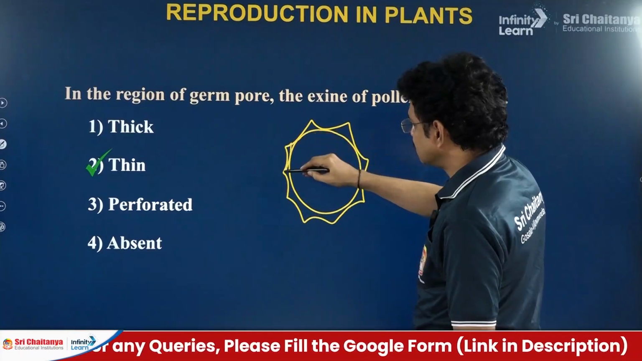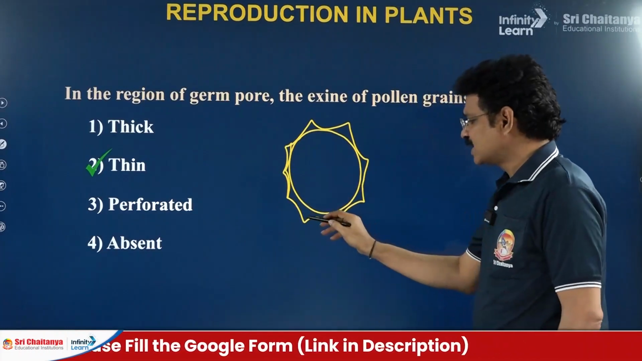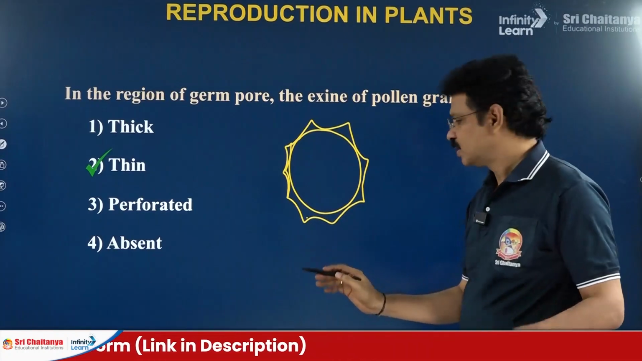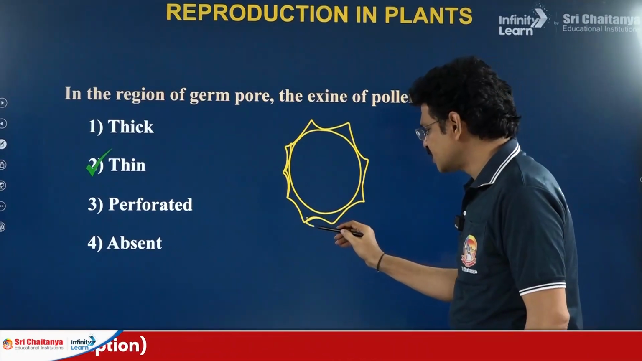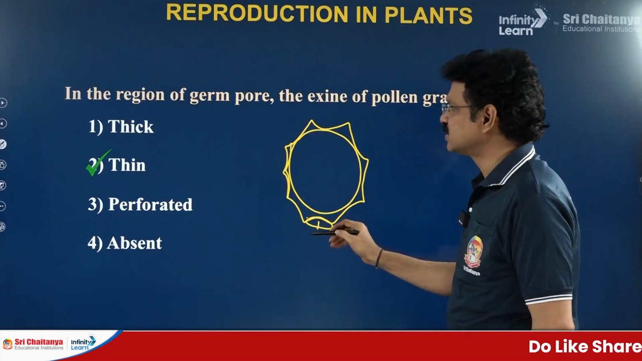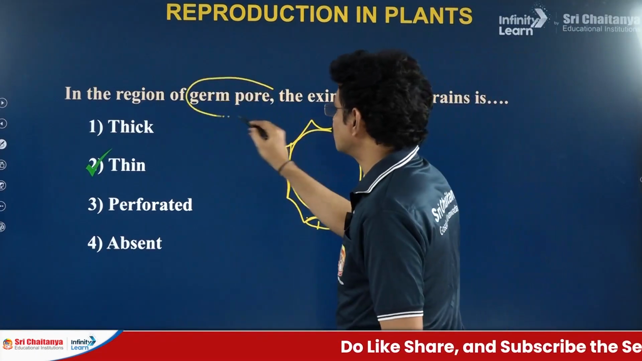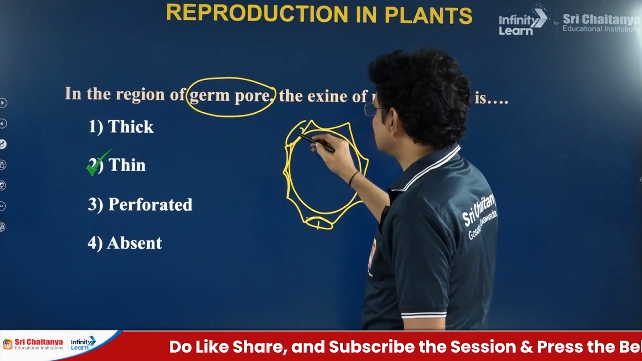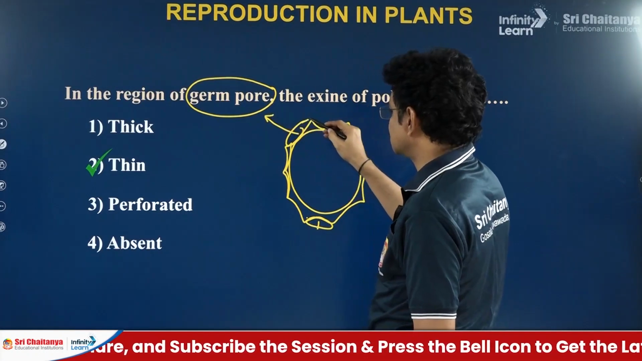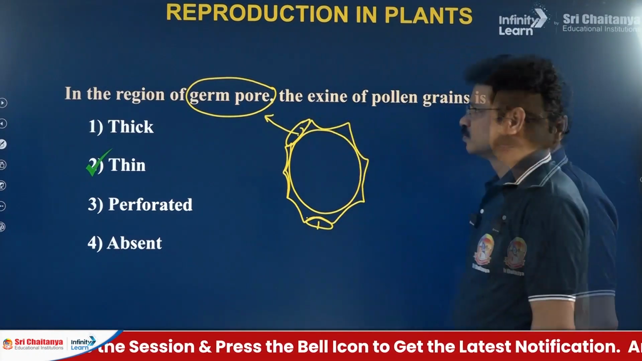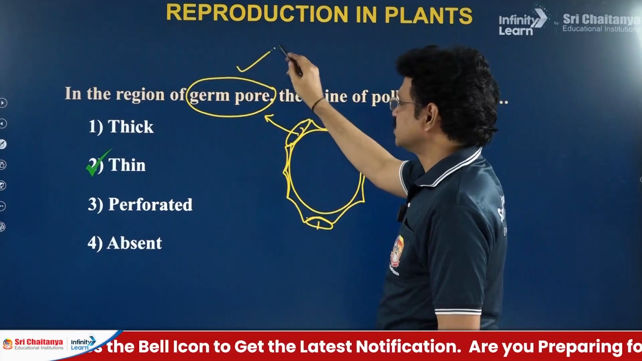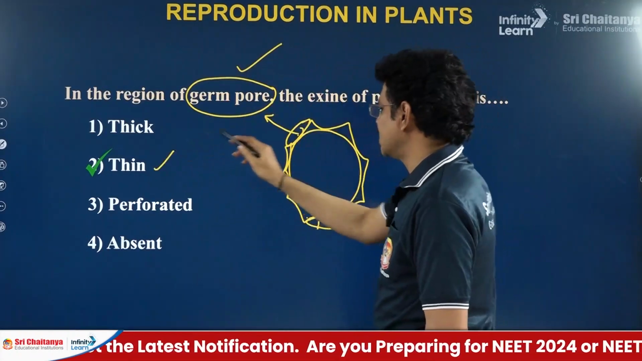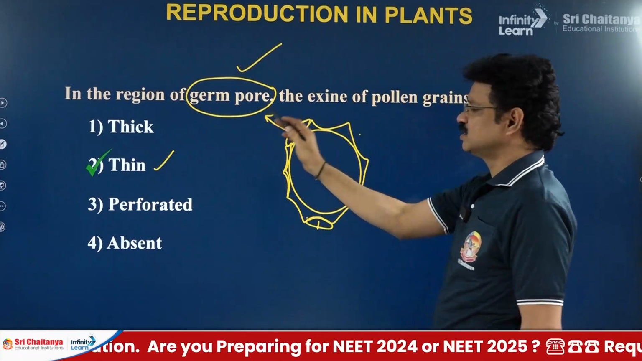But the thickness of the exine layer may not be uniform. At some areas, very thin areas are there. The name of that thin area is the germ pore. The germ pore facilitates pollen germination by forming the pollen tube. Okay. Once again, the definition for the germ pore: the thin area of the exine in the pollen is the germ pore.